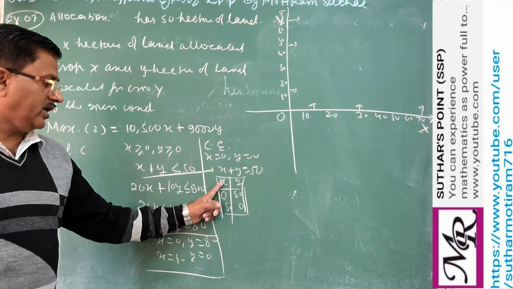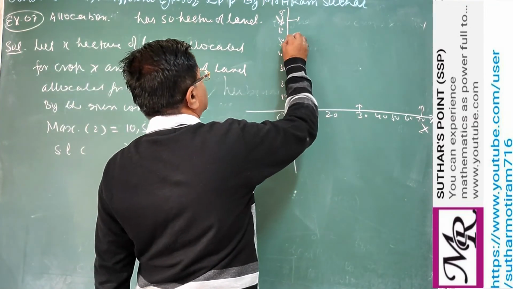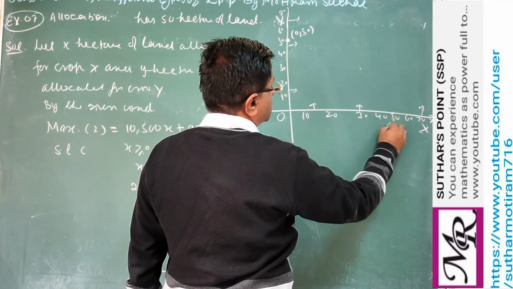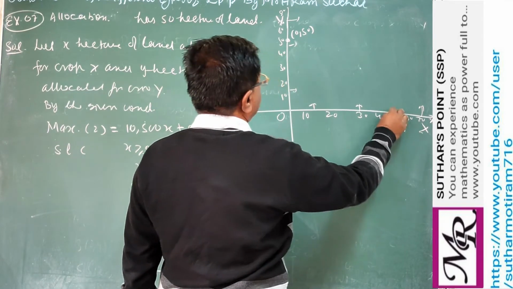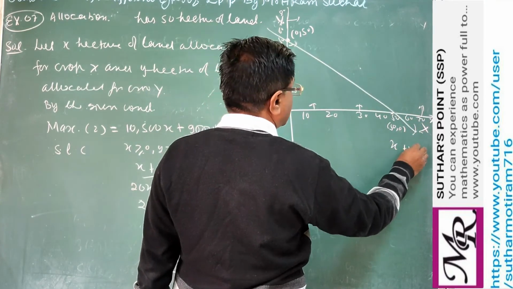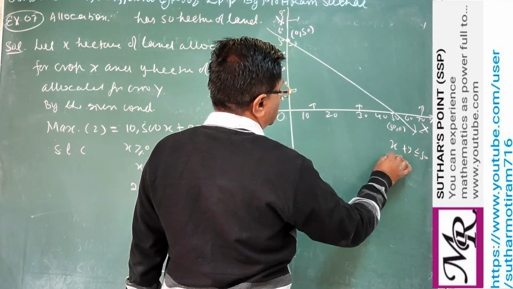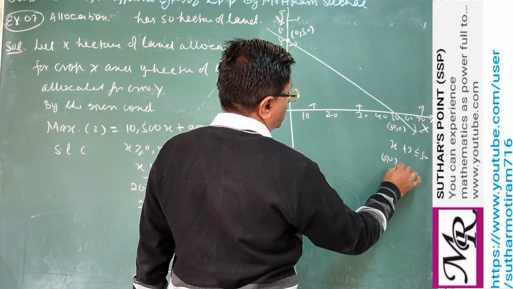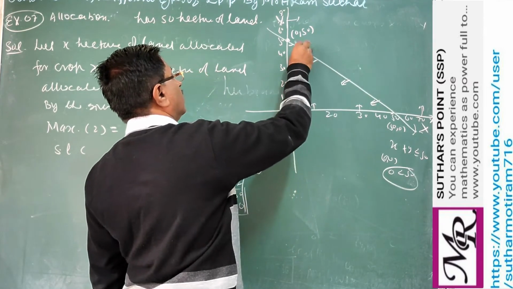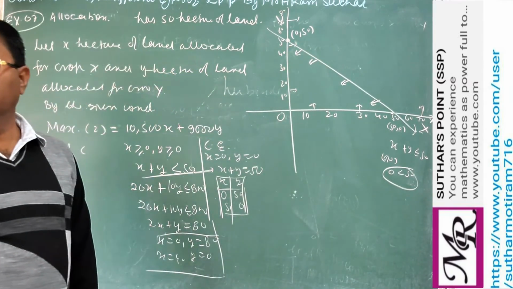Now x plus y: x 0, y 50. So this is x 0, y 50, then x 50, y 0. Join these two points. So we get the first equation, x plus y less than or equal to 50. If you put the origin, the origin will satisfy. It means the solution will be toward the origin side.